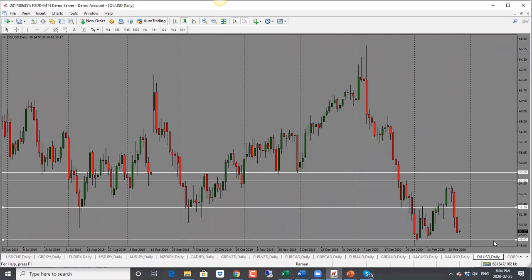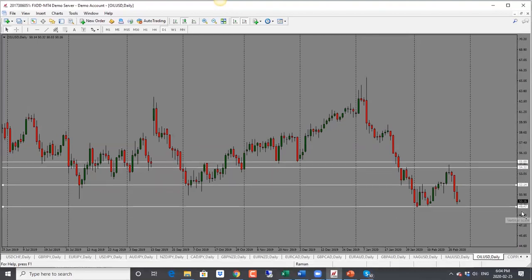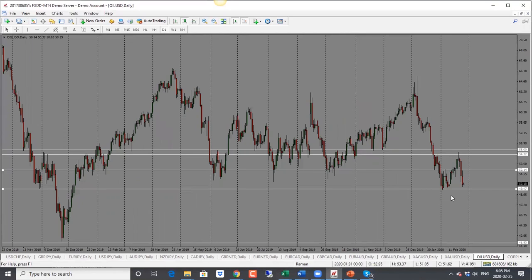So all right, oil here as well. This one has been bearish as well. This is highly tied into the coronavirus issue because China is a big importer of oil. So we were looking for a drop. We got that drop. Next target is 49.50. And this is an important level. So we haven't seen price at this. So last time it was here, it turned around.